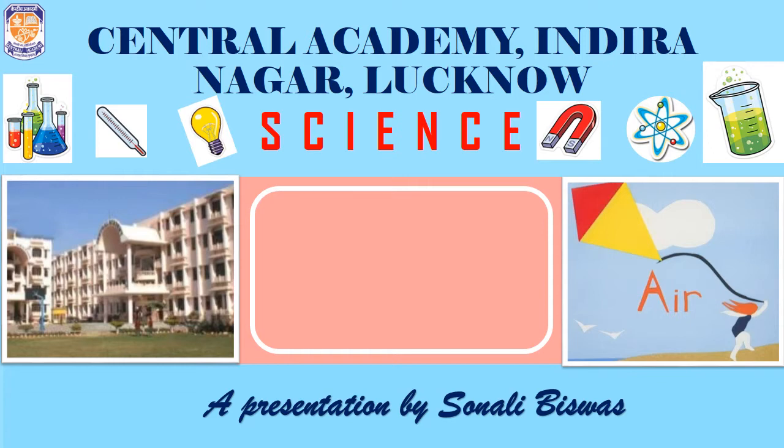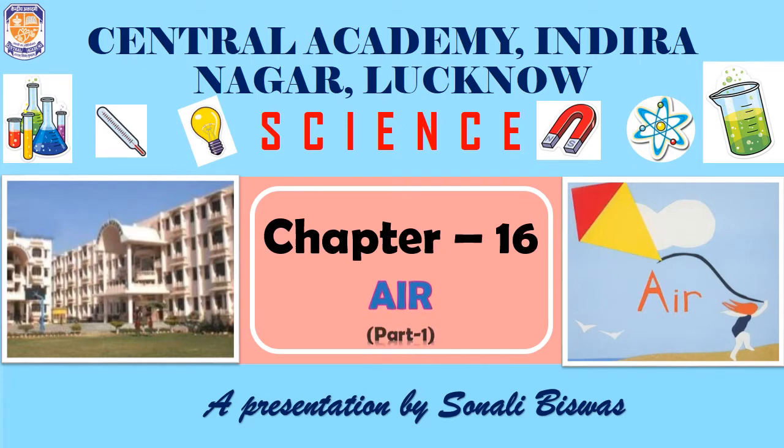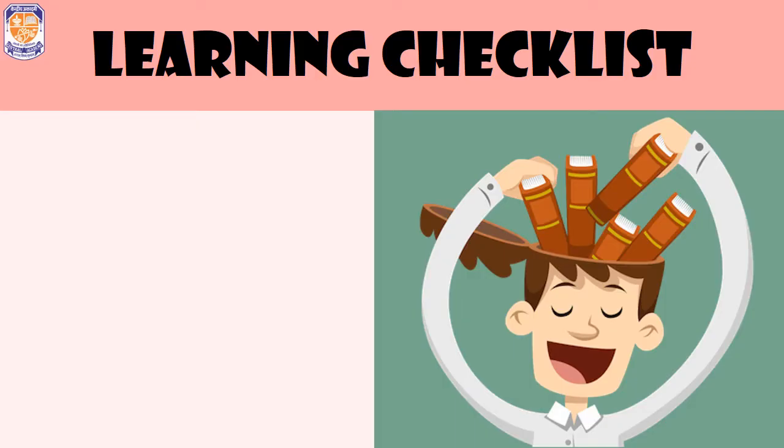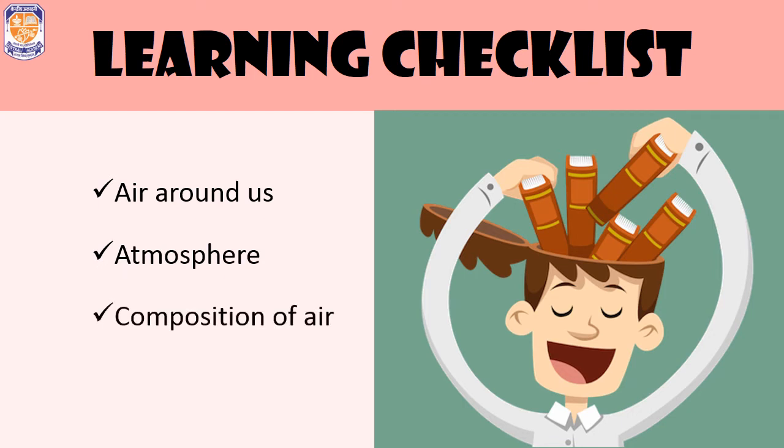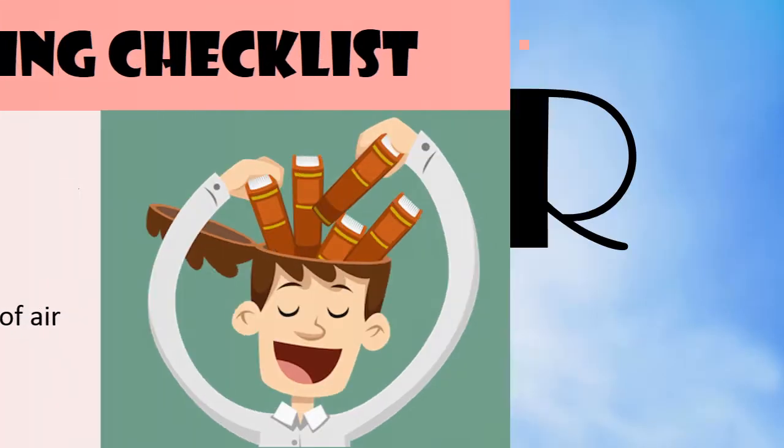So today we will be starting a new chapter, that is chapter 16. The name of the chapter is Air. So let's start with the first part of the lecture. The learning checklist for today is going to contain a short introduction on the air around us, then what is atmosphere, and then we will learn briefly about the composition of the air. So let's start with it.